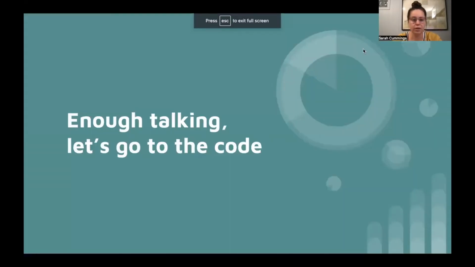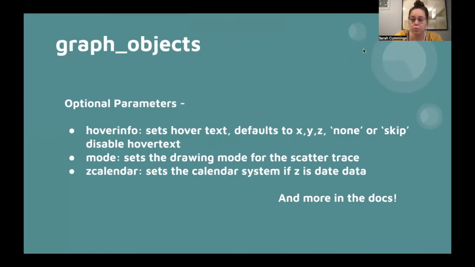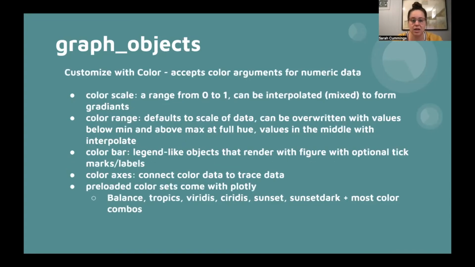So there are some additional optional parameters. You can edit the hover text like I just showed. It defaults to X, Y, and Z. None and skip are going to disable that completely if you have information you don't want to show the public. The mode sets the scatter trace so that you can make it more opaque depending on what you're looking for there. And then if you want to use date data, you can put that on the Z axis.